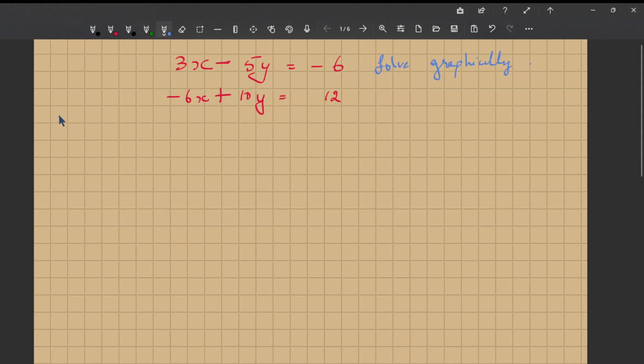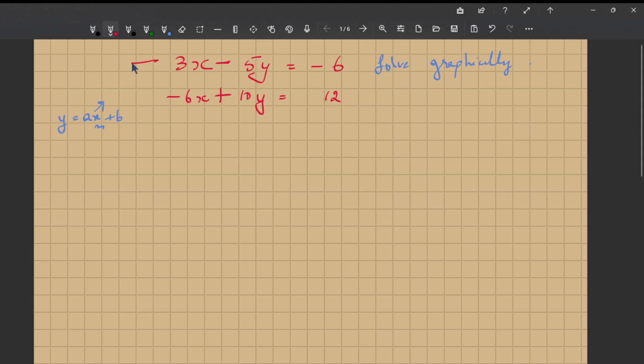This form of y is equal to ax plus b, that is if you make the subject as y, this form facilitates us to find coordinates easily. We can assign random values to x and find the corresponding values of y. So let us rewrite both these equations in that form.